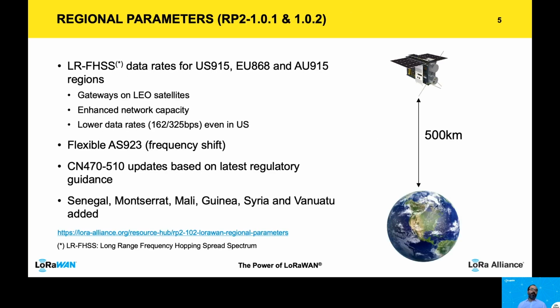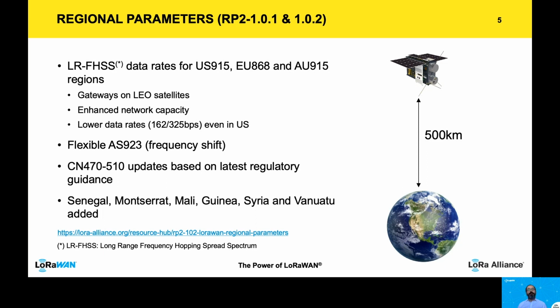And the accompanying document, the regional parameters, we have delivered 2 versions of that. And the most important additions to the region parameters has been the new data rates, the so-called LR-FHSS, long-range frequency hopping spread spectrum, which is available for US, EU, and Australian regions. Now, through that, we can support very low data rates, even in the US, as low as 162 bits per second. And using this data rate also allows us to pack more devices in the most challenging situation, like deep indoor.